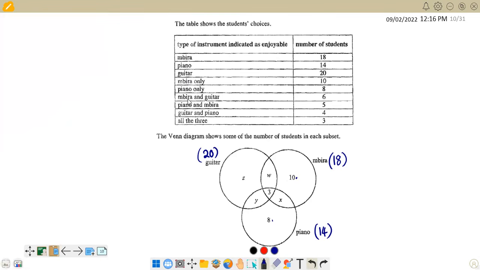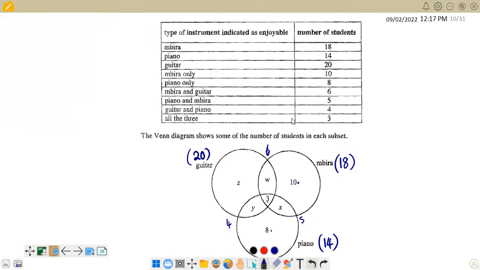Then we have got this part that is Mbira and guitar is 6. Okay, so we've got Mbira here and guitar here. These two in between. Here we've got a 6. I'm just going to write it here in between. Just know that we've got a 6 here. All right. Then what else? We've got piano and Mbira is 5. Piano and Mbira here. We've got 5 here. Then guitar and piano is 4. Guitar and piano here is 4. All right. Then all the 3 is 3, this 3 that we are given. All right, so that was the first part that we are just given. Just to illustrate what this part means, that is what I wanted actually to have.